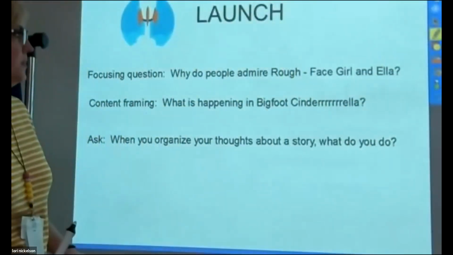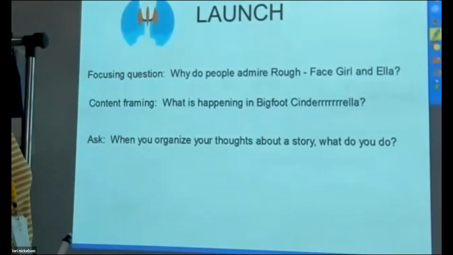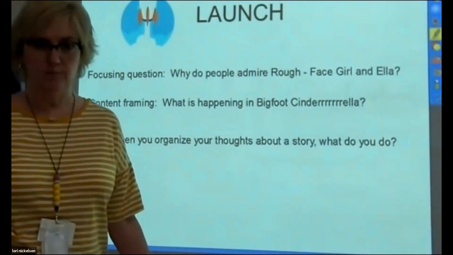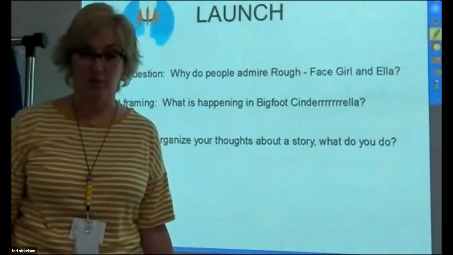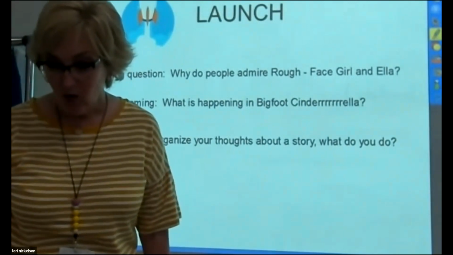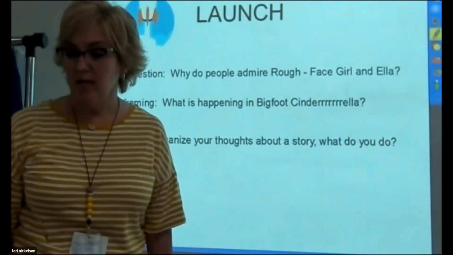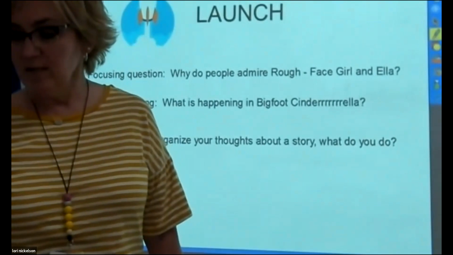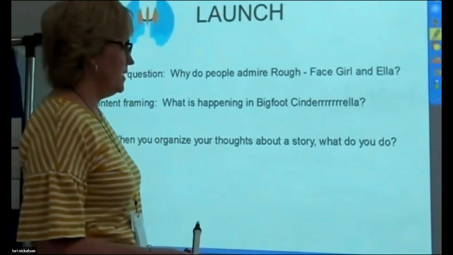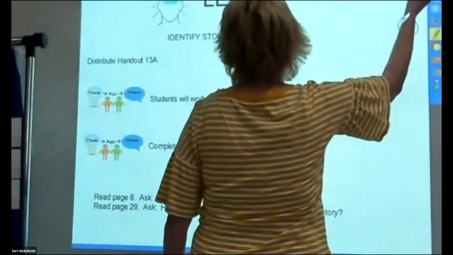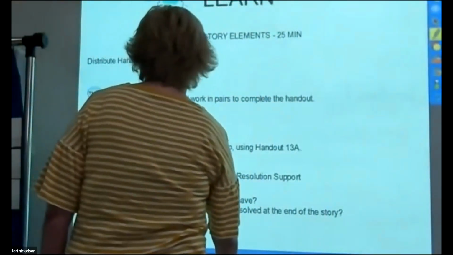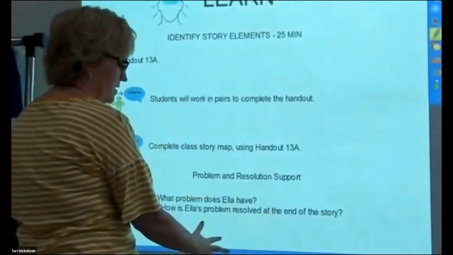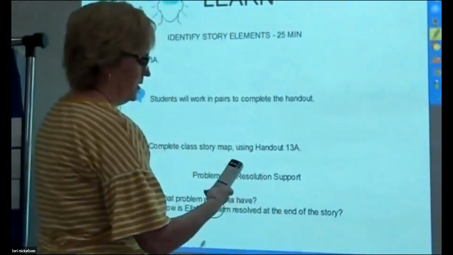So focus question, why do people admire the rough face in Ella? Our content framing, what is happening in Bigfoot Cinderella? And when you organize your thoughts about a story, what do we normally do? We use our story element chart, right? So today we are going to use our story element chart and put in our setting, our characters, our solution, our resolution, and our problems. So that's what we are going to work on, is our story element chart. And I am going to turn this off for now because we are going to do it together.